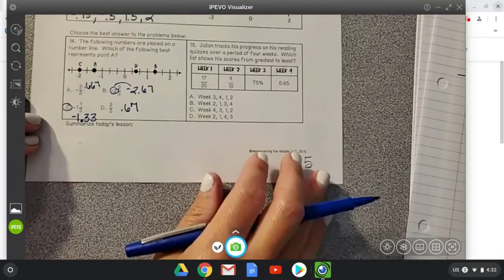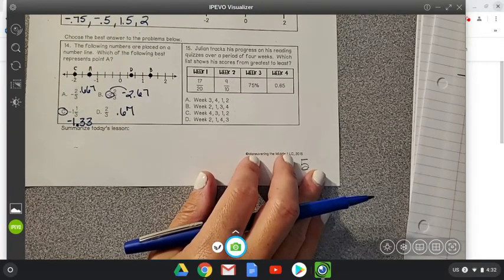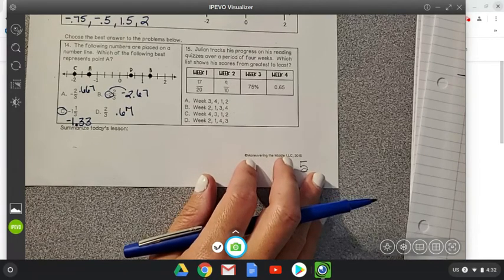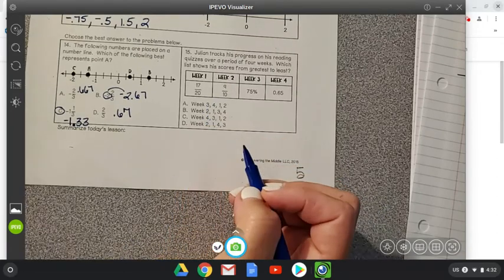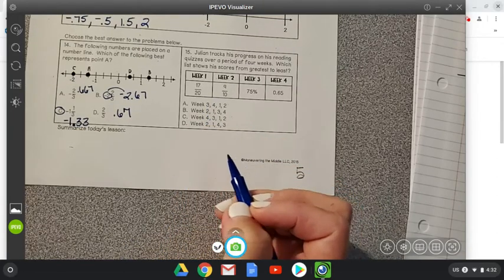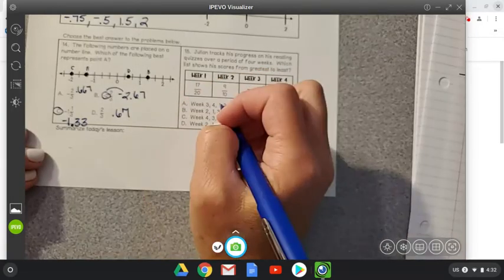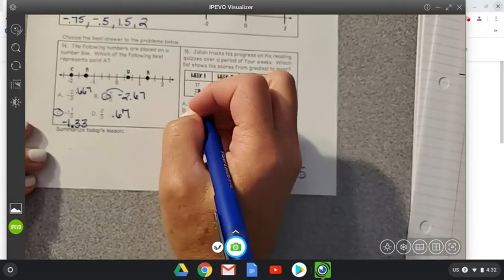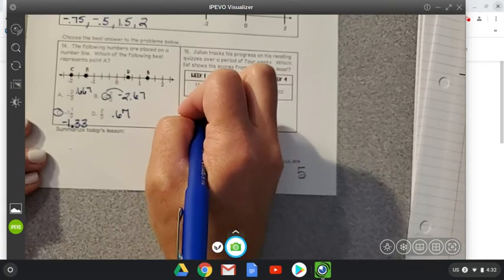Okay. For number 15, Julian tracks his progress on his reading quizzes over a period of 4 weeks. Which list shows his scores from greatest to least? All right, so we got to figure out what these scores are. Again, I'm going to turn these into decimals. You'll do so by dividing 17 divided by 20. I'm not going to work that out for you. I'm going to assume that you did that. If you need help or have questions, make sure you ask on the live Google Meet.